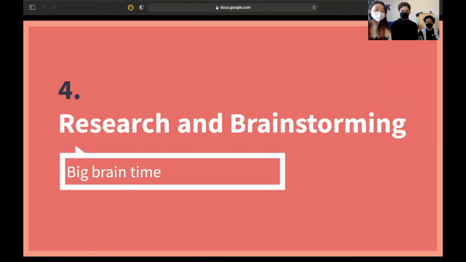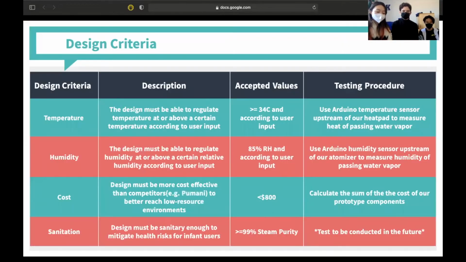Next, we started with research and brainstorming. We looked at our problem statement and digested it into 4 design criteria that we wanted to look at. And then we quantified them with accepted values. Ideally, we would have followed testing procedures.